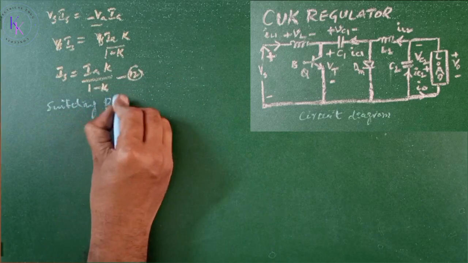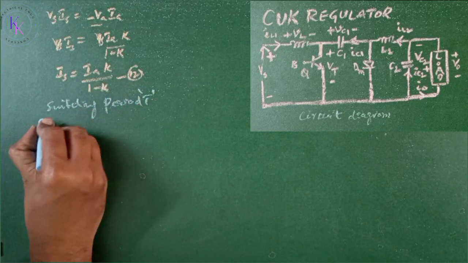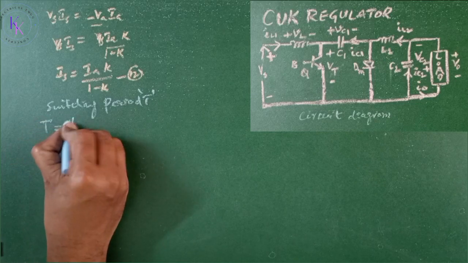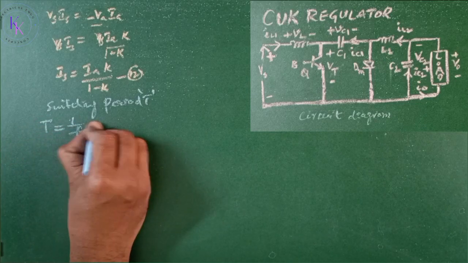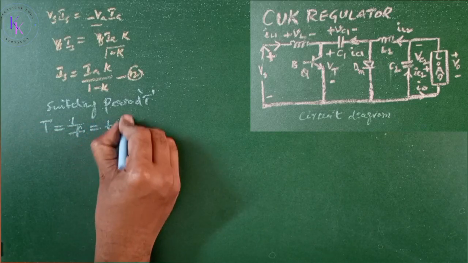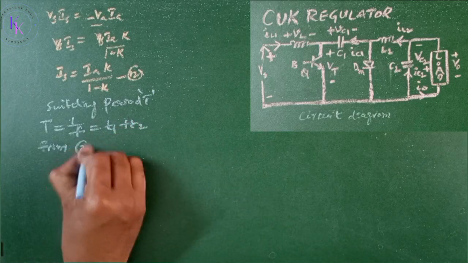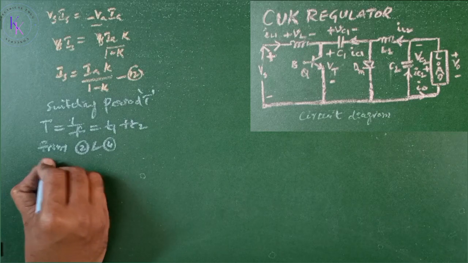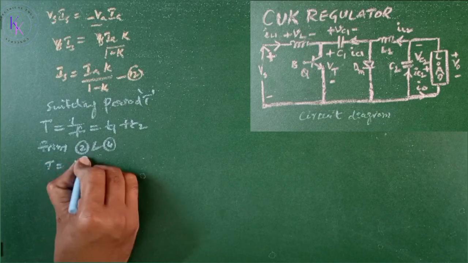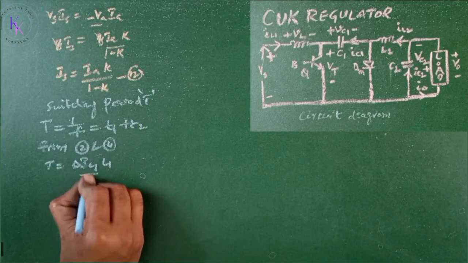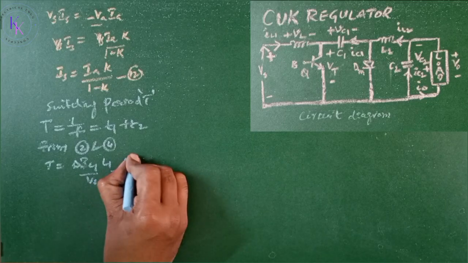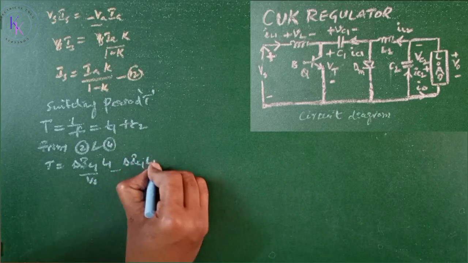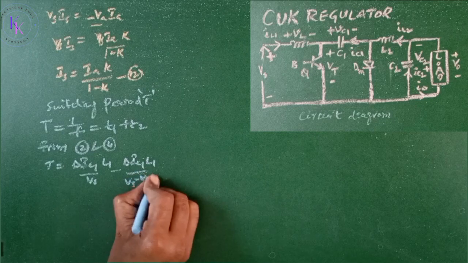The switching period T equals 1 by switching frequency F, that equals T1 plus T2. From 2 and 4, substitute the values of T1 and T2, then T equals delta I L1 divided by Vs plus delta I L1 divided by Vs minus Vc1.